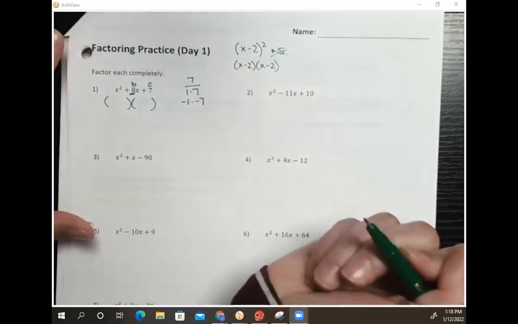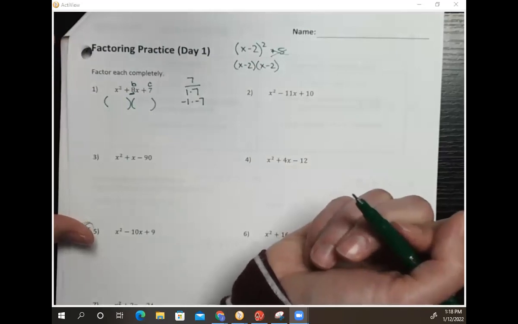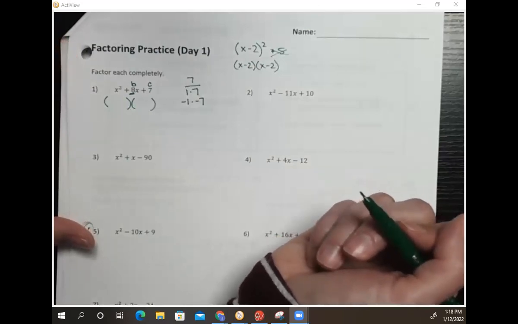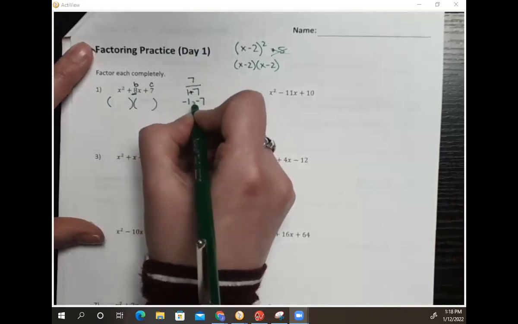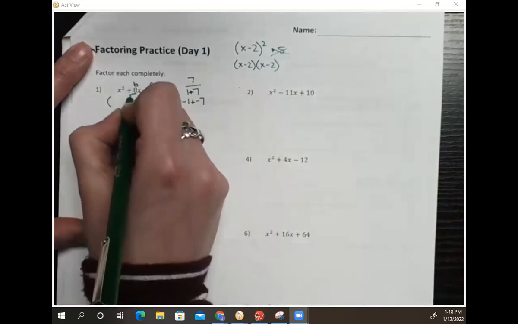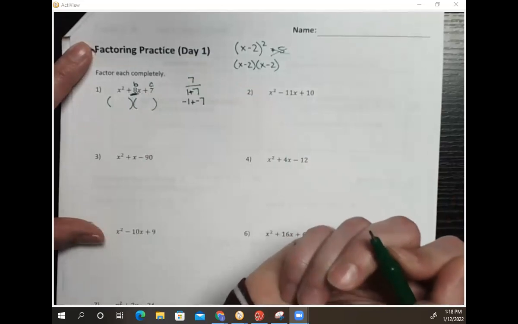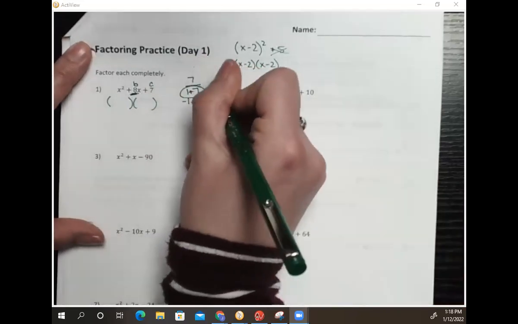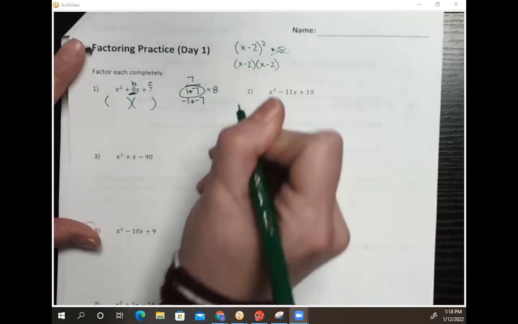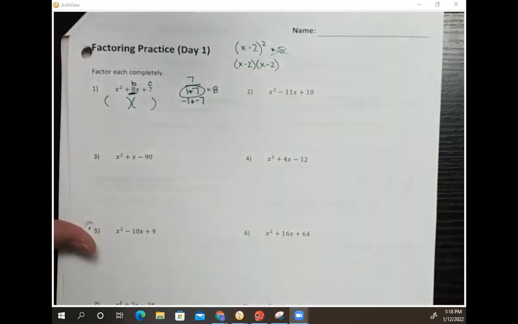So this is my whole list. These are all the things I could multiply, all the integers I could multiply to get 7. What I'm asking you now is which of them, if I change this to a plus sign, would give me 8. 1 plus 7, perfect. 1 plus 7 gives me 8. So those are the factors, that's the pair that I want to pick, okay?